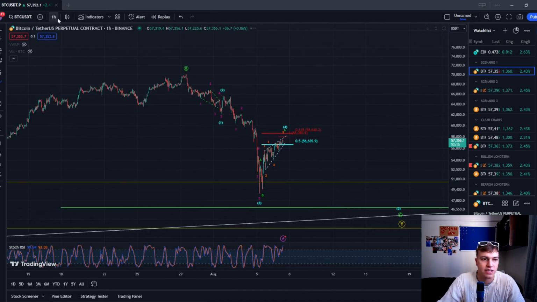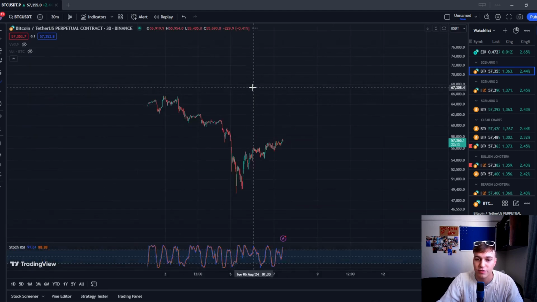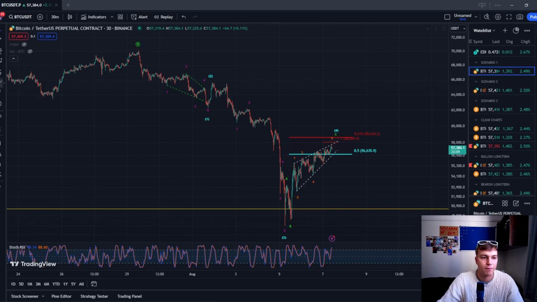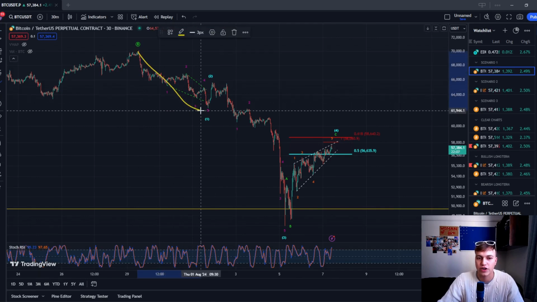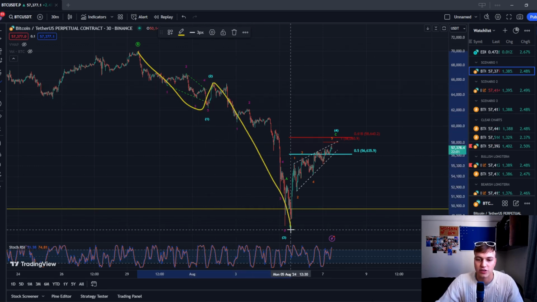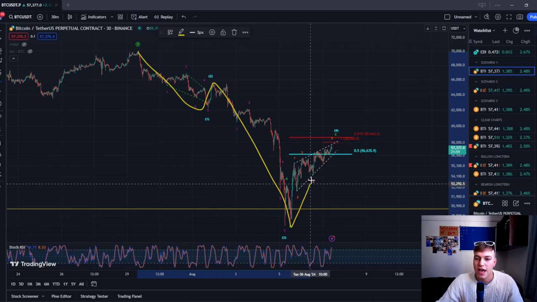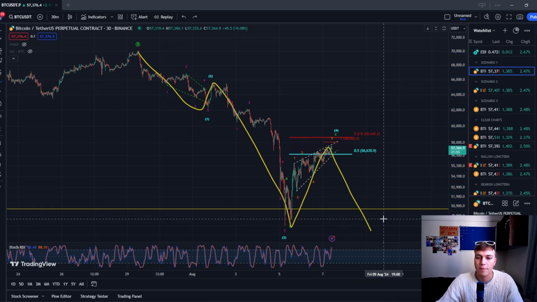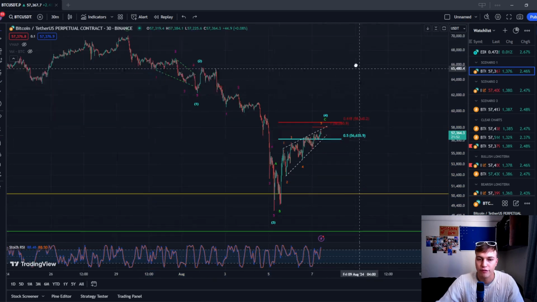Now, on the hourly time frame, let's actually go to the 30-minute. We can see how this is playing out. We have in this wave 1 a contracting diagonal, which I'm going to go over now. A wave 2, a wave 3 all the way to the downside in 5 waves. A wave 4 currently playing out, and then one more move down to the wave 5.